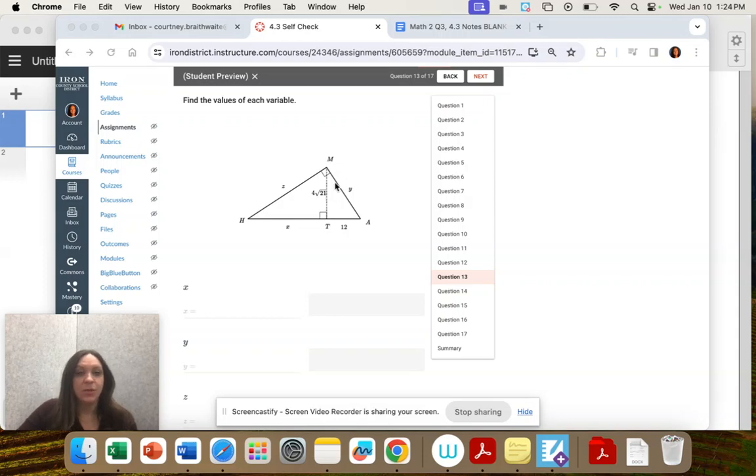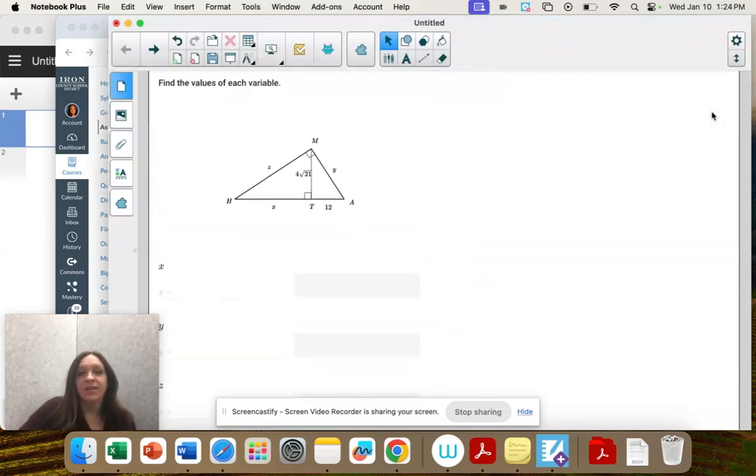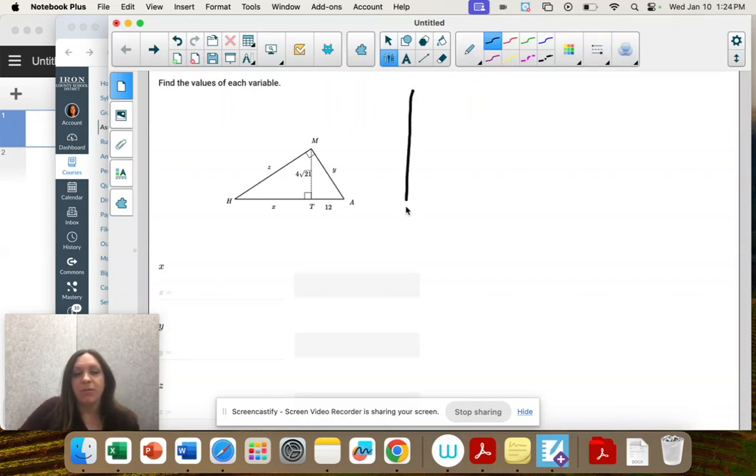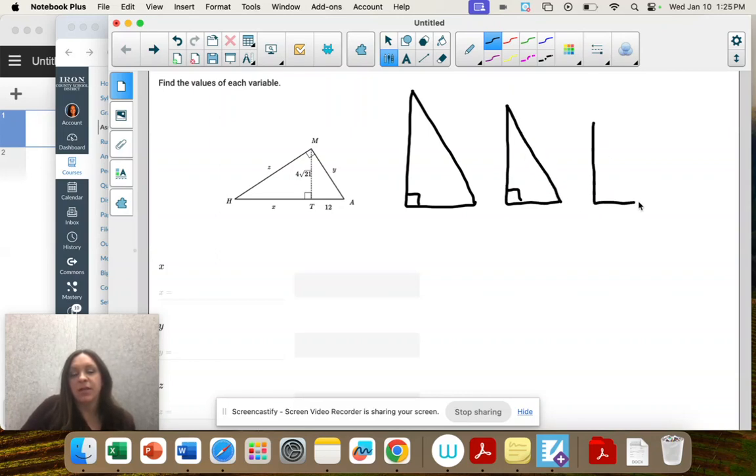Question 13, we have our right triangle with the altitude drawn. So we have 3 right triangles, and now we're finding x, y, and z. So first thing, I'm going to draw my triangles. I have the big triangle, the medium triangle, and then the small triangle. And let's label what we know.